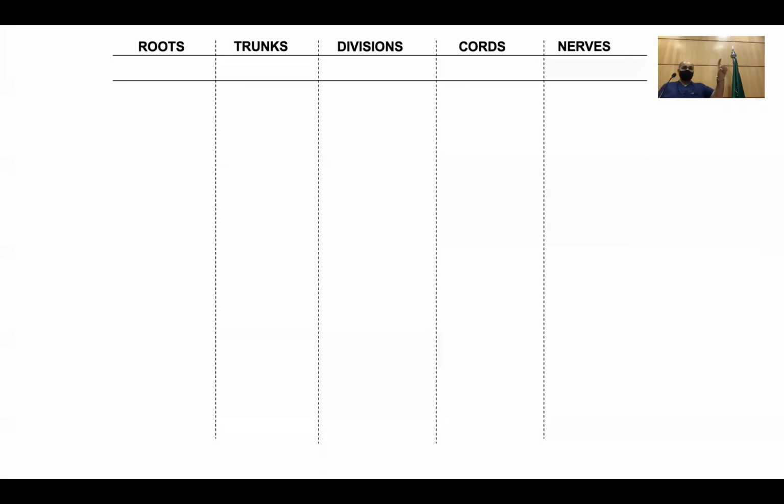So please focus on this. If you learn this table, nobody can challenge you in brachial plexus. And you have to do this practice. If you don't do that, if you leave it for tomorrow, I have my doubts.